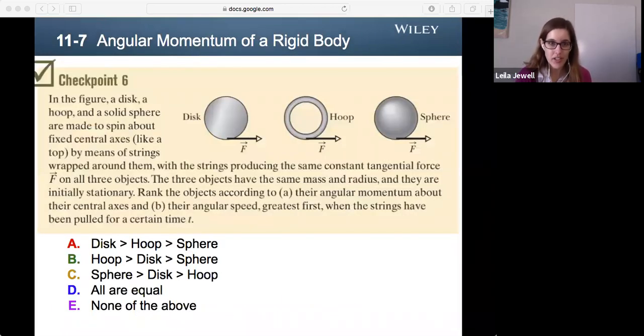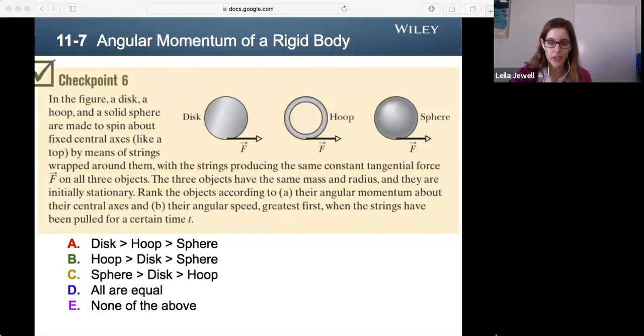So checkpoint 6, in the figure, a disk, hoop, and solid sphere are made to spin about a fixed central axis, like a top, by means of strings wrapped around them, with the strings producing the same constant tangential force F on all three objects. The three objects have the same mass and radius, and they are initially stationary. Rank the objects according to A, their angular momentum about their central axes, and B, their angular speed, greatest first, when the strings have been pulled for a certain time t.